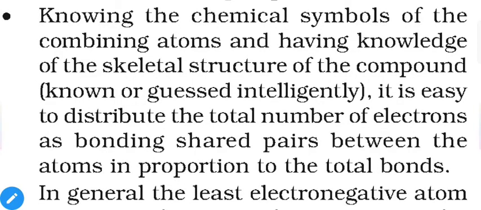Knowing the chemical symbols of the combining atoms and having knowledge of the skeletal structure of the compound, it is easy to distribute the total number of electrons as bonding shared pairs between the atoms in proportion to the total bonds. So how can we find the skeletal structure? It requires some basic knowledge of bonding and shapes of molecules. If you gain that knowledge, then you can easily arrange the atoms in different types of molecules or ions. That means you can prepare a skeletal structure by knowing or guessing.